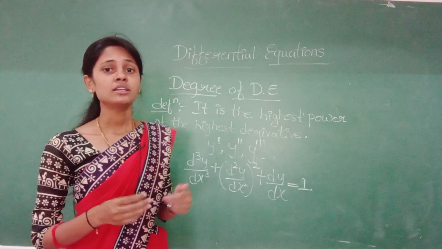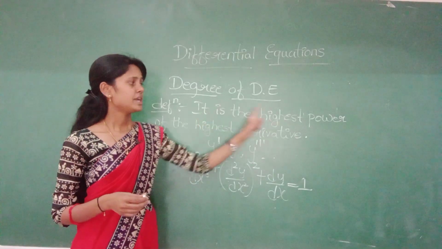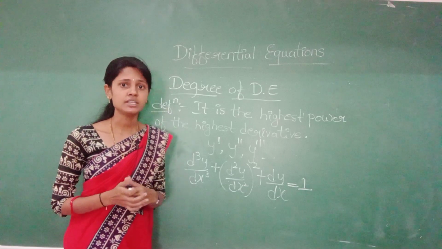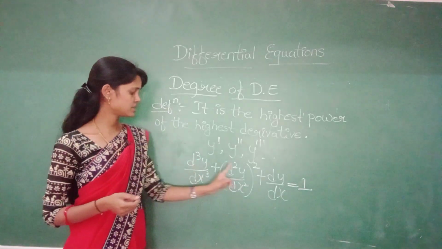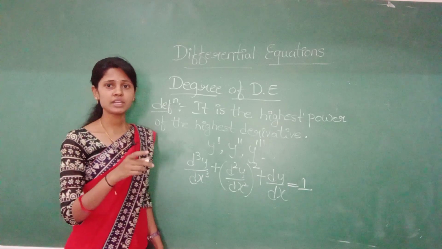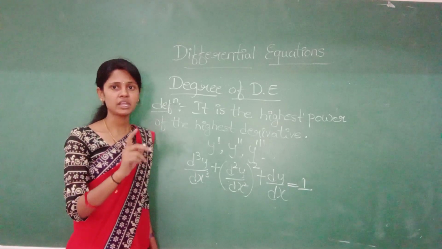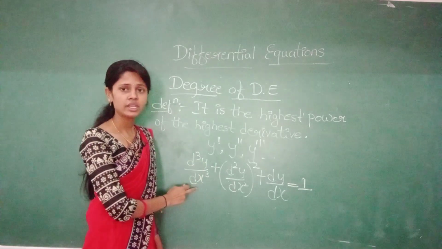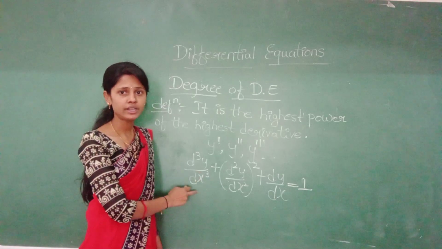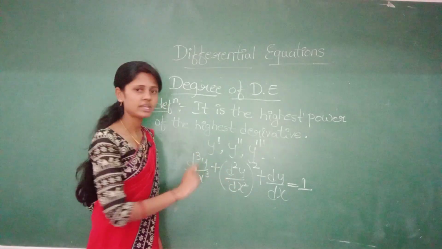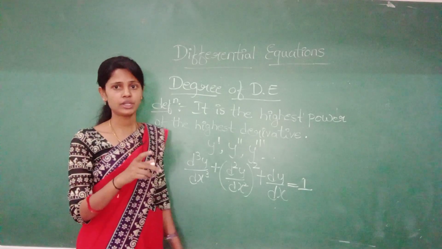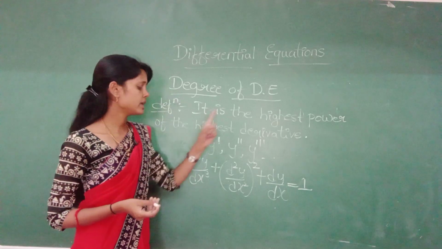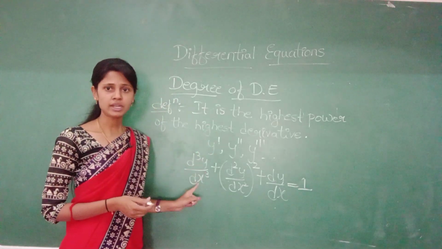So this is the given equation, and we want to write the degree of the differential equation. So what is the degree? What is the definition for the degree of the equation? It is the highest power of the highest derivative. So here, what is the highest derivative? See here, how many times is the derivative taken for the dependent variable y? Firstly, d cube y by dx cube, so it is a third order derivative. And d square y by dx square is a second order derivative, and dy by dx is a first order derivative. So the highest order derivative is d cube y by dx cube.